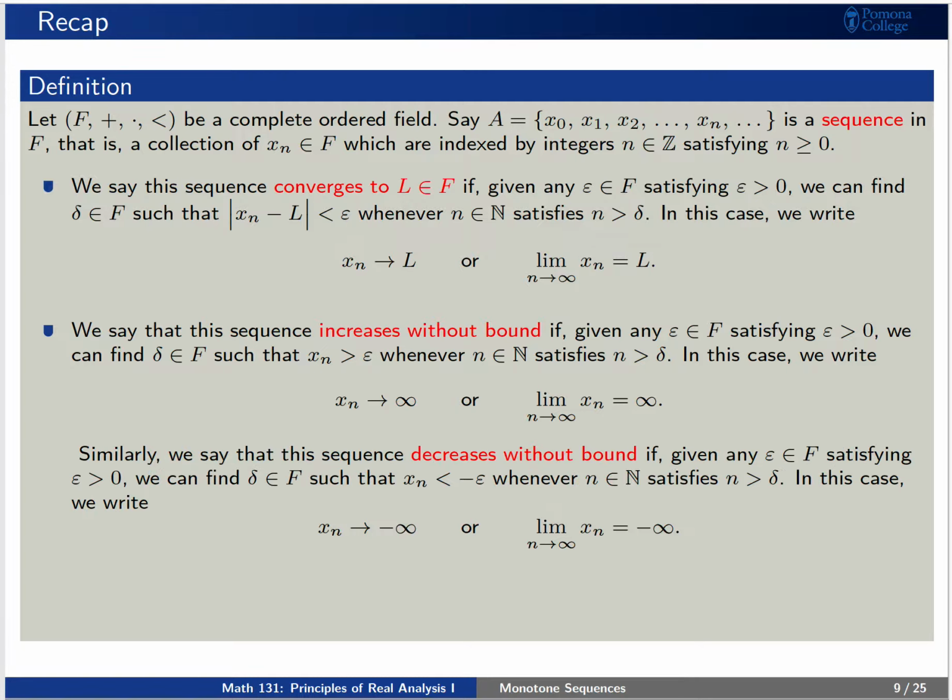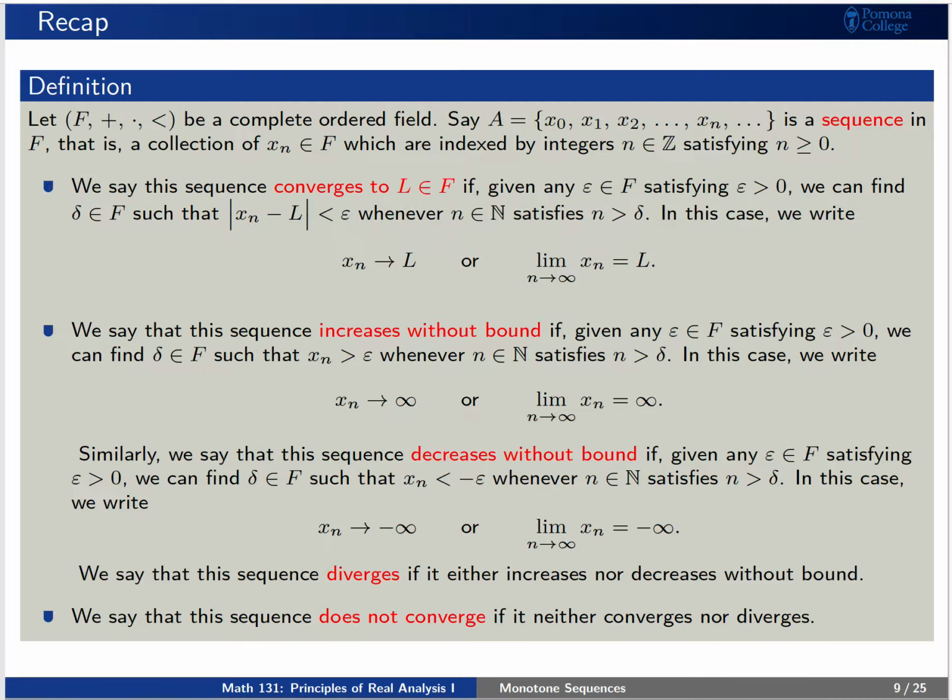Similarly, we'll say that our sequence decreases without bound if, for any given positive epsilon, we can find a delta such that xn is less than negative epsilon whenever n is greater than delta. We can think of xn as going to negative infinity. In either of these cases, we'll say that our sequence diverges. Finally, we'll say that our sequence does not converge if it neither converges nor diverges.